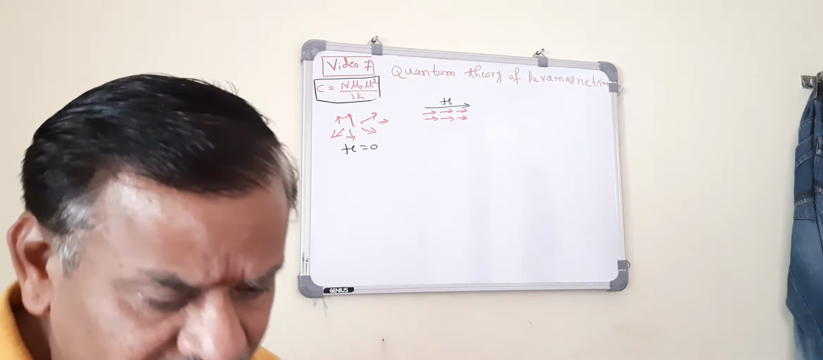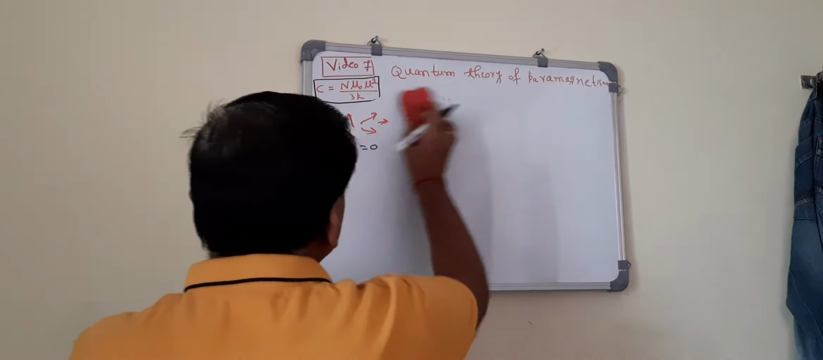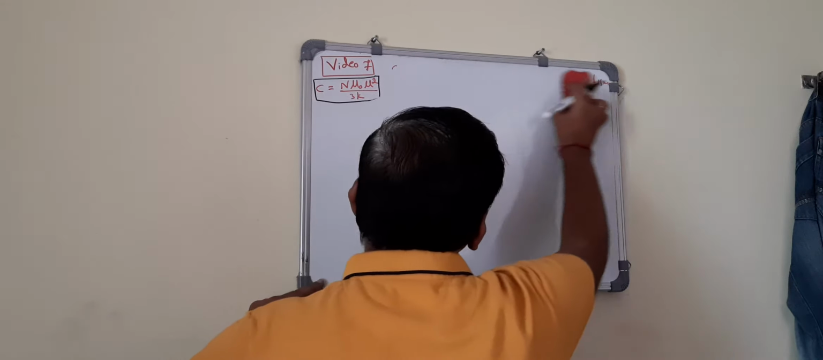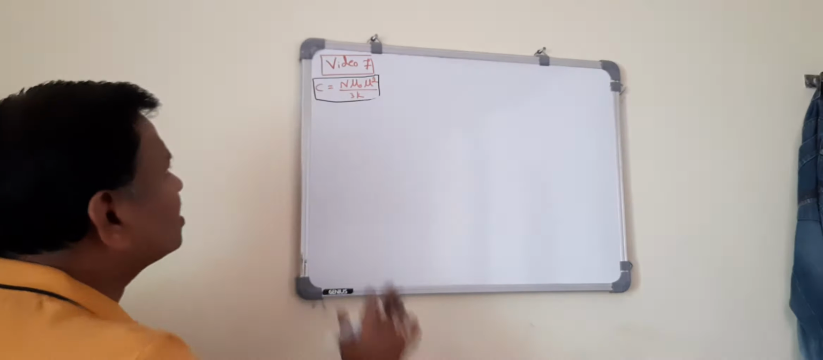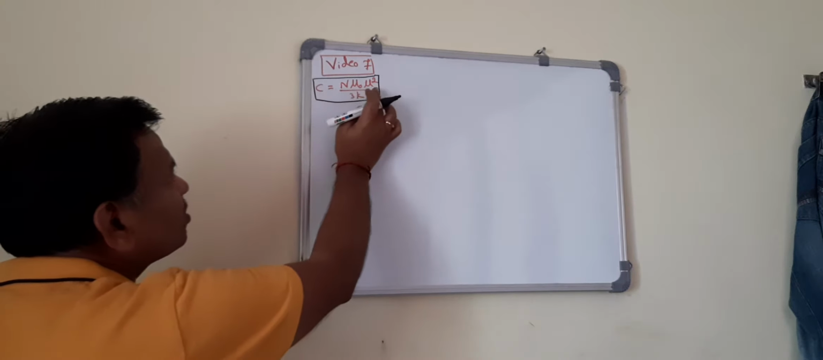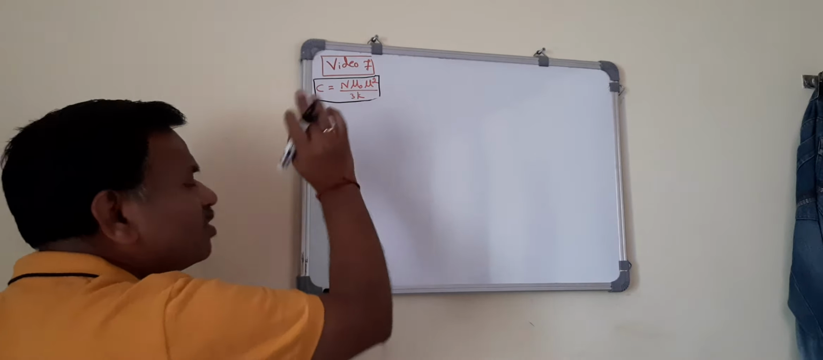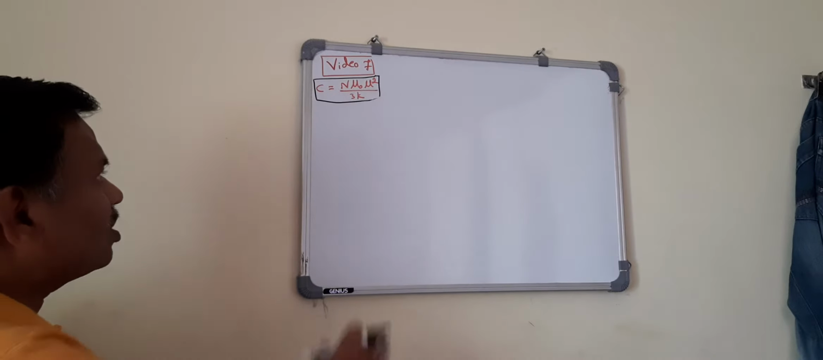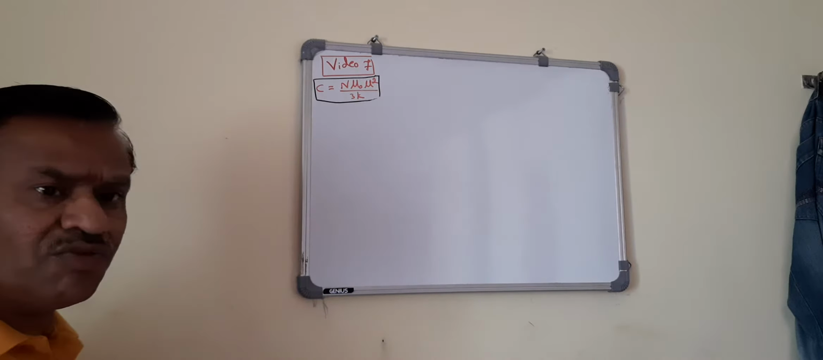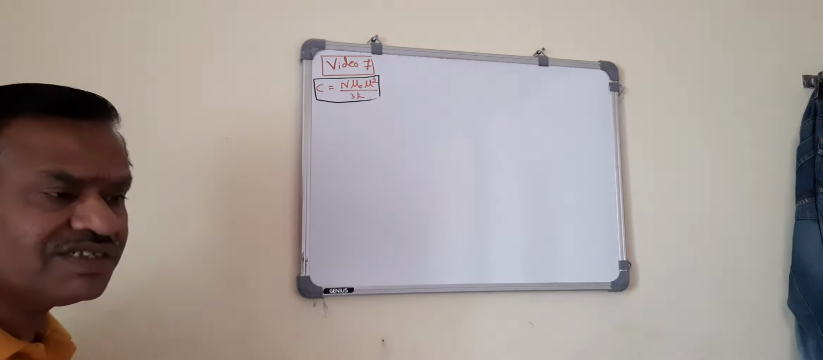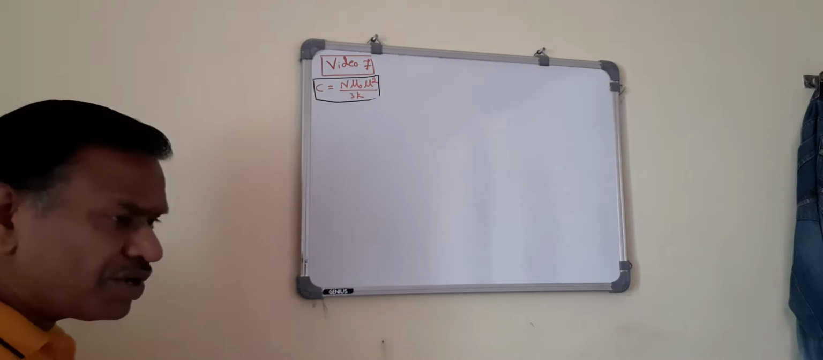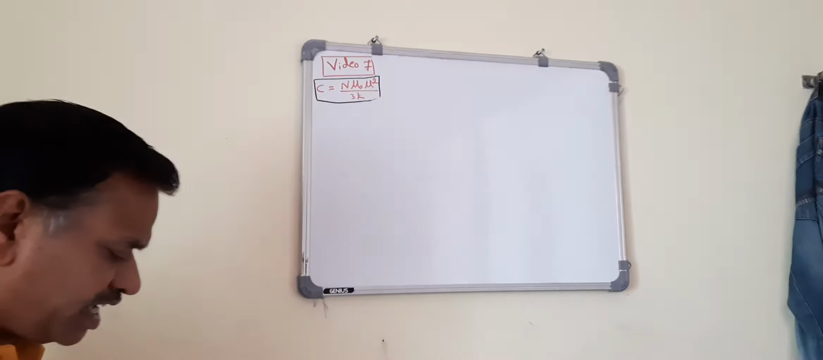Now, I am going to derive the equation for this. In the classical theory, I derived the equation for the Curie constant, which is C equal to n mu naught mu square divided by 3k. That is what we arrived at in the Langevin theory. Let us see what the Curie constant is in this derivation.